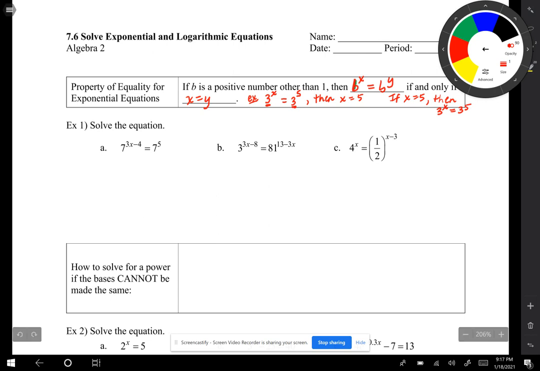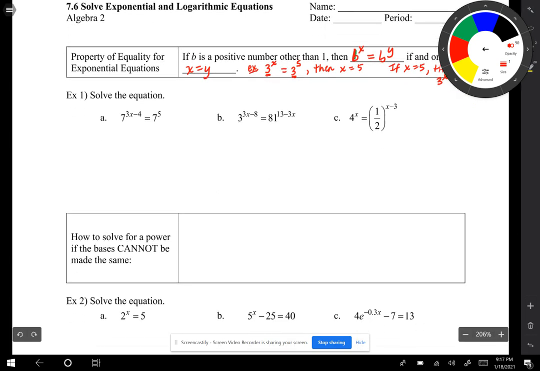All right, doing an example. So we have 7 to the 3x minus 4 equals 7 to the 5th power. When the bases are equal, and only when the bases are equal, can you set the exponents equal to each other? And since the bases are both 7, you can do that. Then you add 4 to both sides. 3x is equal to 9, and then divide both sides by 3. X equals 3. That one was simple.